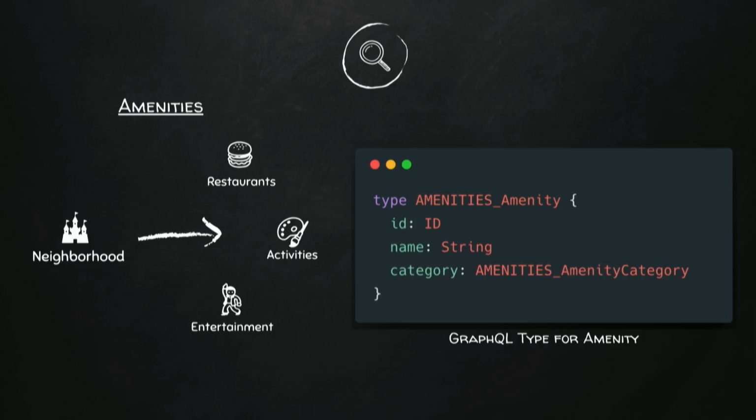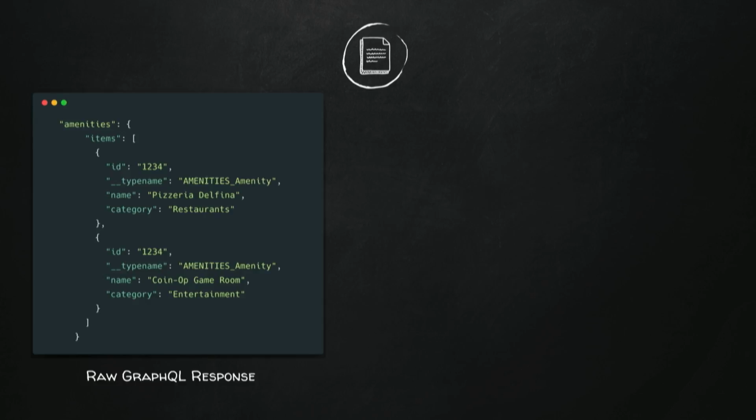Also, this goes back to when I said we namespace all our domains. This entire type is namespaced with the amenities domain. So what happened? This looks good on first glance. We ran into a caching issue. Why? This is the raw GraphQL response, and you see a subset of the response, and you see there are 2 items. There's a Pizzeria Delfina, which is a restaurant, and if you haven't been, it's a great restaurant in San Francisco. And the second one is a coin-op game room, which is like Emporium, it's an arcade. And they both have the ID 1234 and type name amenity.